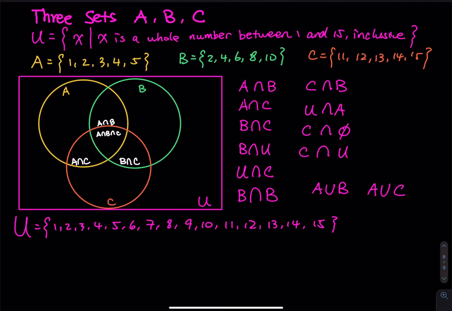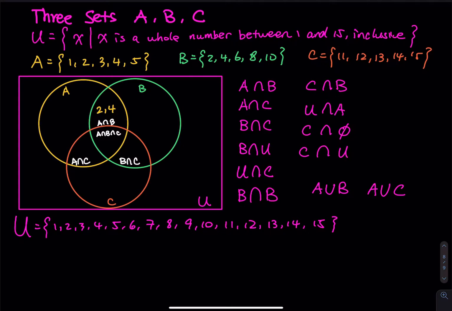The first one is A intersect B. So what I am looking for is what A and B share in common. A is 1, 2, 3, 4, 5. Set B is 2, 4, 6, 8, 10. What do they share in common? They share 2 and 4 in common, right? So let's put 2 and 4 in there. Between the yellow circle and the green circle, they share 2 and 4 in common.